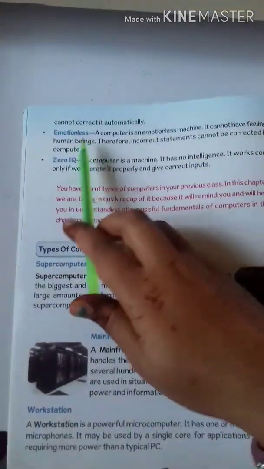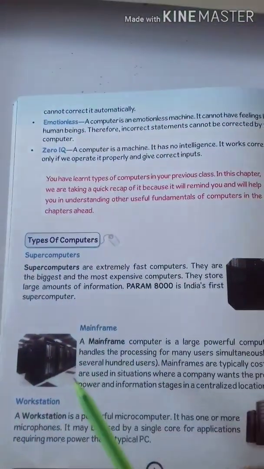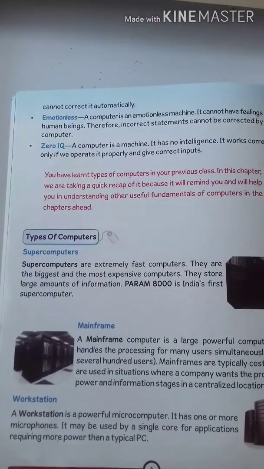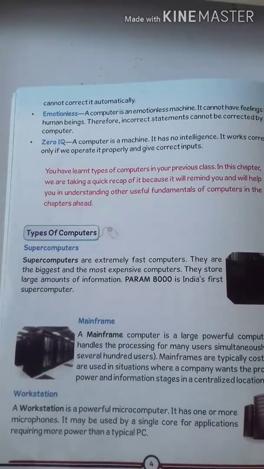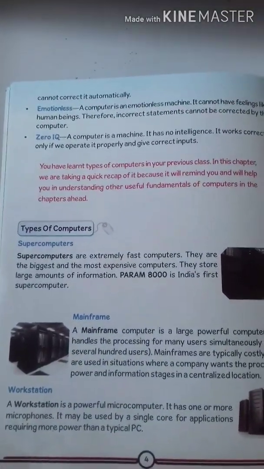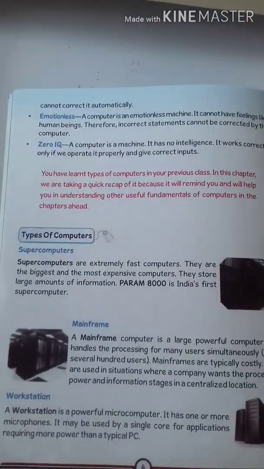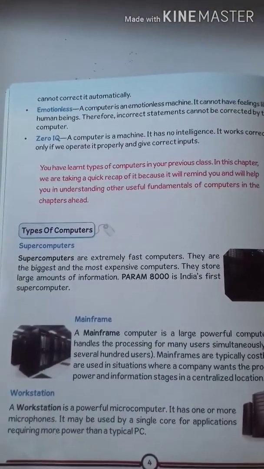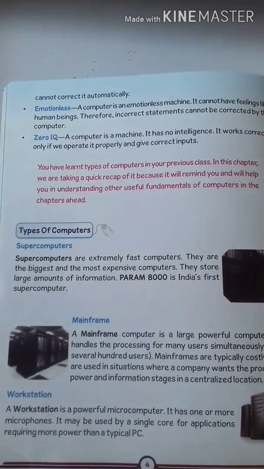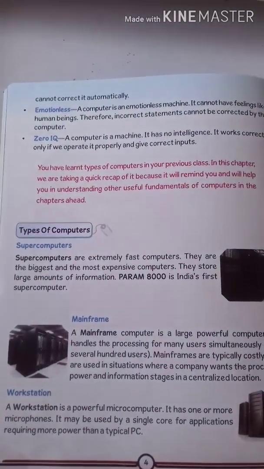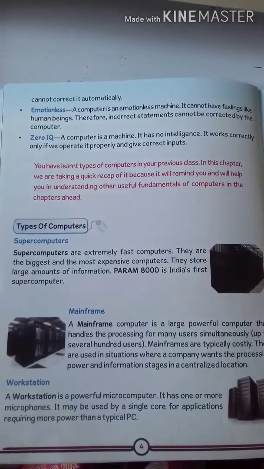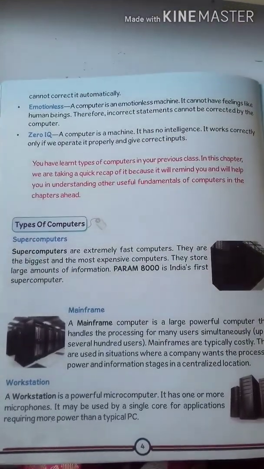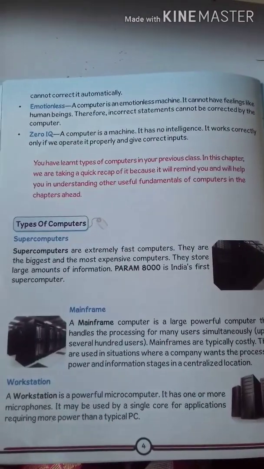Next is emotionless. A computer is an emotionless machine. It cannot have feelings like human beings. Therefore, an incorrect statement cannot be corrected by the computer. Sometimes I give wrong instructions, but the computer has no feelings.